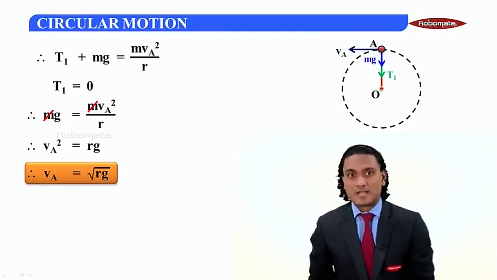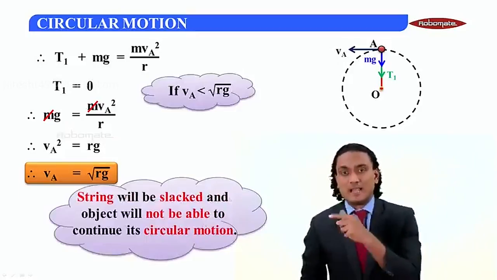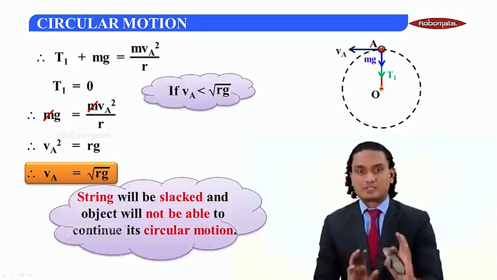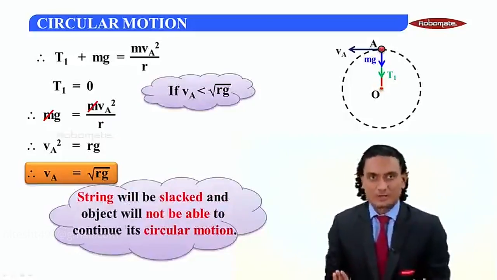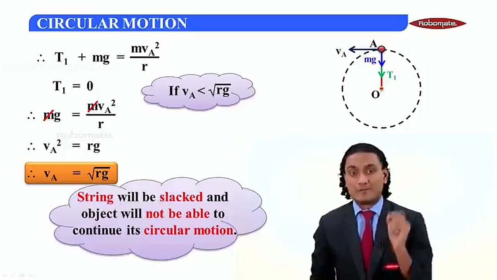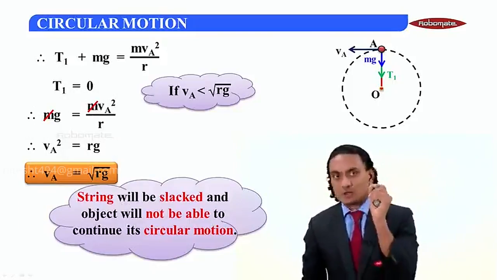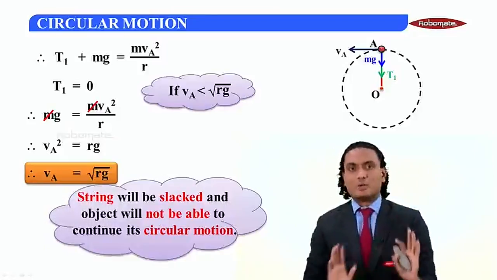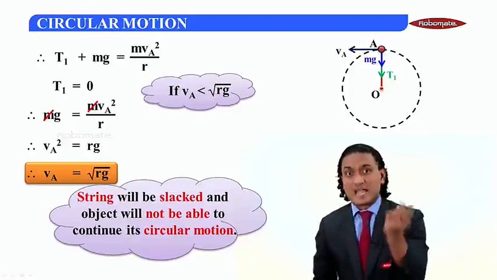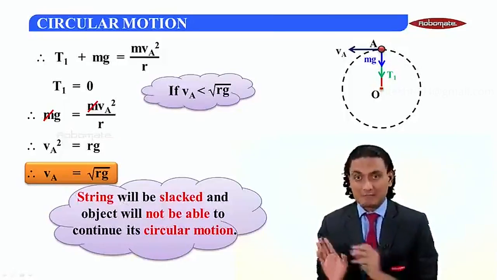Now if the velocity of the object is lesser than root of rg, then the string will become slack and the object will not be able to continue in its circular motion. Is that clear to you? So keep this in your mind: the minimum velocity of the object at the topmost point is root of rg. If it is lesser than root of rg, the object cannot continue in circular motion. So students, here we have derived the velocity of the object at the topmost point of the vertical circle. Is that clear? I will stop with this.